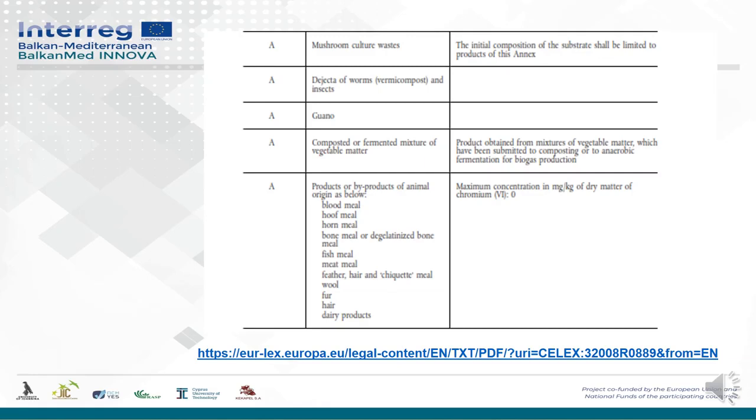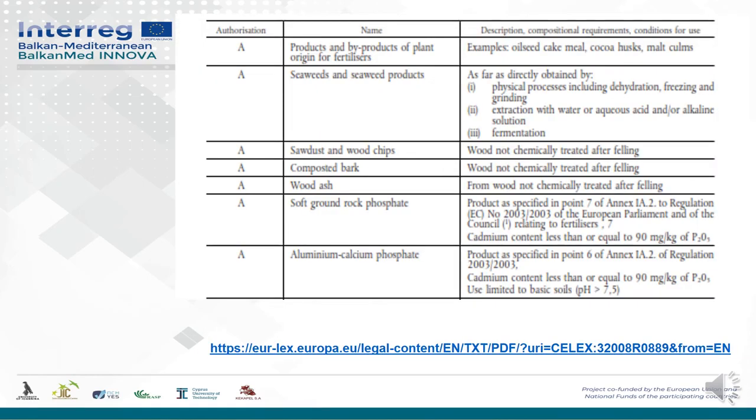Here down, look at this. You have again the link related to this regulation, so you can go easily directly to the annex. Okay, continue with Annex 1, sorry. Again, explaining which are the products that are included in the positive list. Products and byproducts of plant origin for fertilizers.